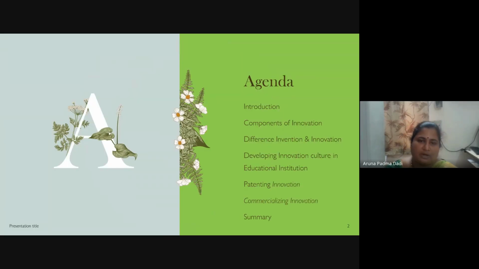I've planned my talk as we start with the introduction. What is innovation? We'll be talking about the literal meaning of innovation and what are the various components of innovation. Then, most often, invention and innovation, these terms are used interchangeably, but they have some distinction. We'll discuss the differences between invention and innovation too. And the crux of this talk is about developing innovation culture in educational institutions.